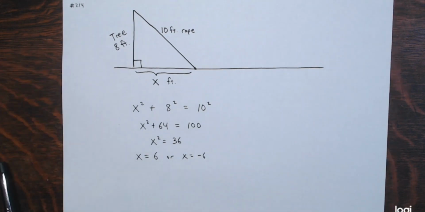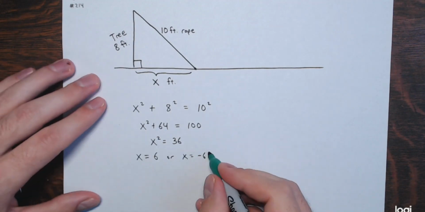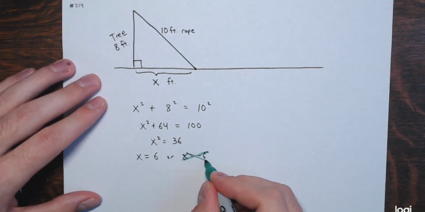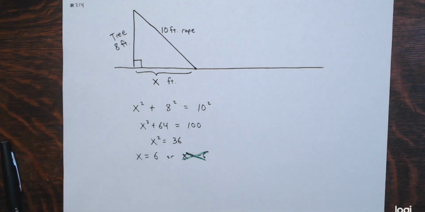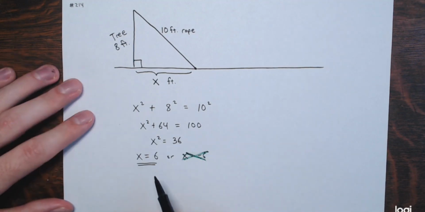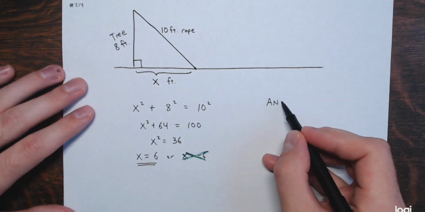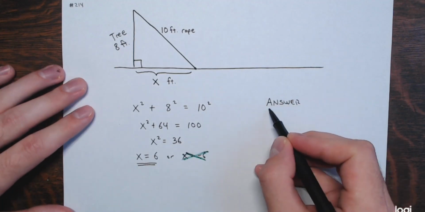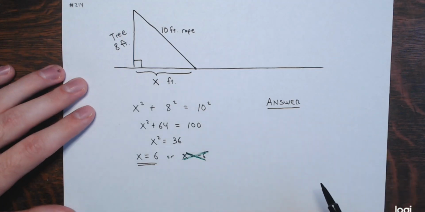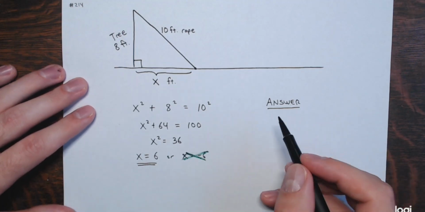But again, I'm talking about lengths of a side of a triangle here, so get rid of the negative one. And there we go. Positive 6. So the way I would answer this question, and you should be answering most word problems, is with a complete sentence, things that make sense to the reader.